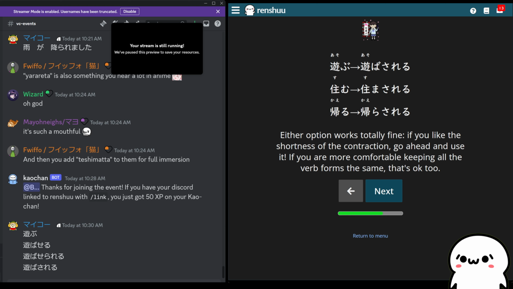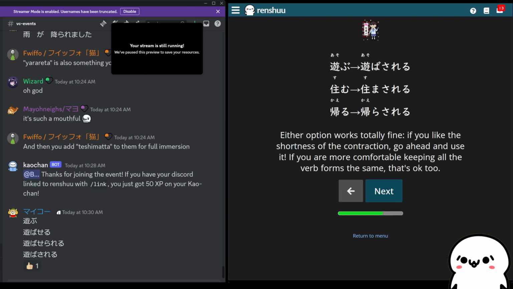Either of them is fine. So choose whichever one works best for you. It might be easier to say I want to keep the rule where they always end in rareru, and go with that. And then slowly you might say, okay, now I understand the rule. It's easier for me to break it down into that contraction.